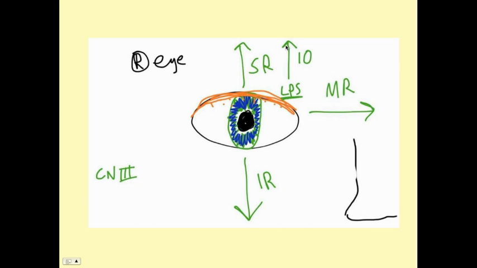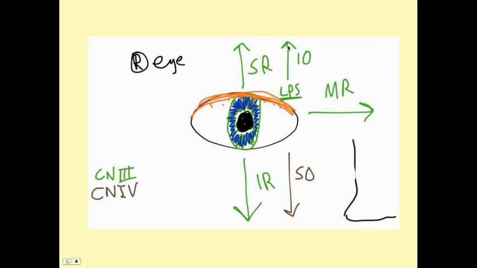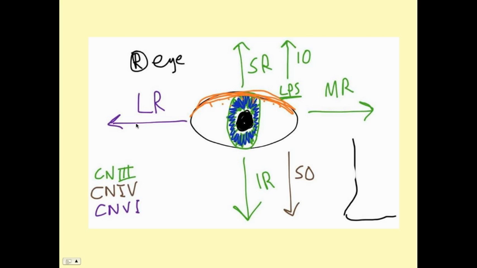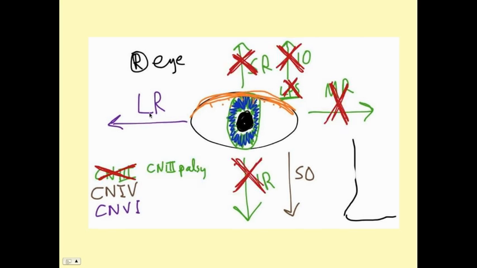Now, if you have a CN3 palsy, you knock out all of that. So the only thing that's working is your lateral rectus and your superior oblique. Those are the only muscles that are working in your eye. And so what happens? They basically go in that direction. And your levator palpebrae superioris is also knocked out, so you're going to get ptosis. So your eyelid is going to be down, droopy. So you move laterally and down, and this is called the down and out look.